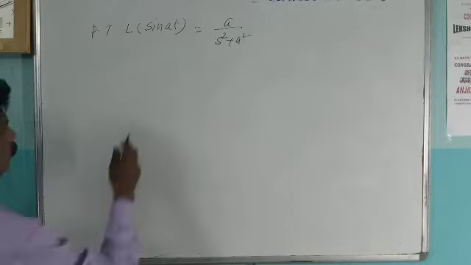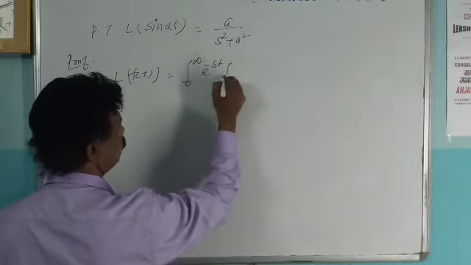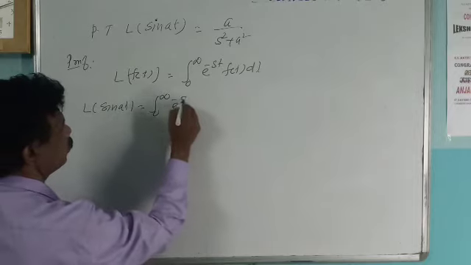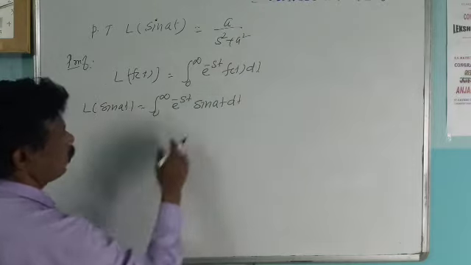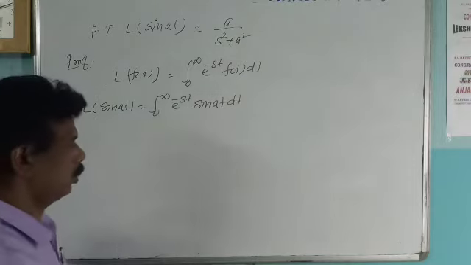Proof. By the definition of Laplace of f of t, Laplace of f of t equal to integral 0 to infinity e raised to minus st f of t dt. Okay. Then Laplace of sine at equal to integral 0 to infinity e raised to minus st sine at dt. This we can apply by using integration by parts. We can simplify this result.